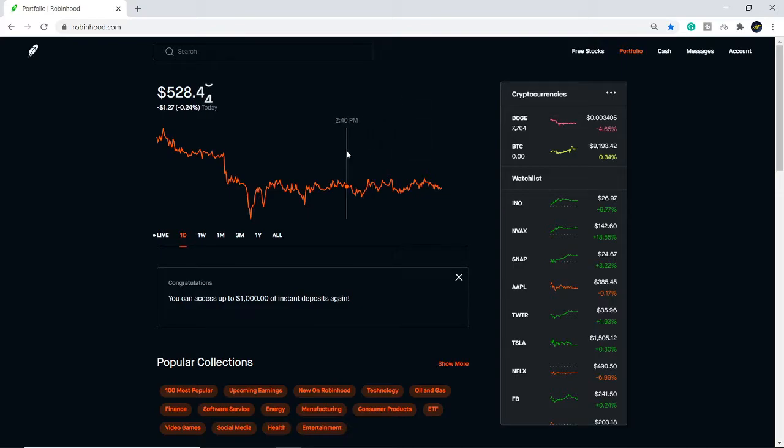And in today's video, I'm going to be talking about credit spreads and how they work and how they function so you guys can have a better understanding.